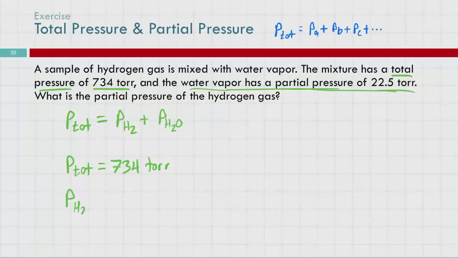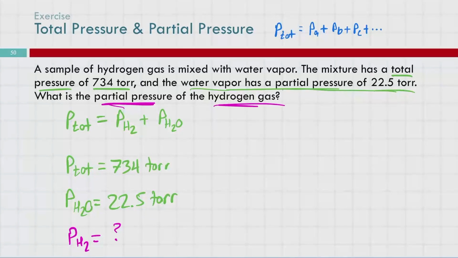So pH2O is 22.5 torr. We want to know what is P sub H2, the pressure of our hydrogen gas, the partial pressure. We have P total, which is one of our variables in Dalton's law. We also have pH2O, another of our variables, and pH2 is the last thing, so we can solve for it.